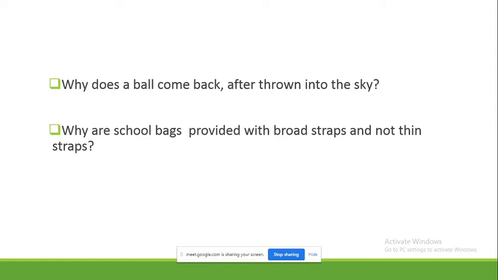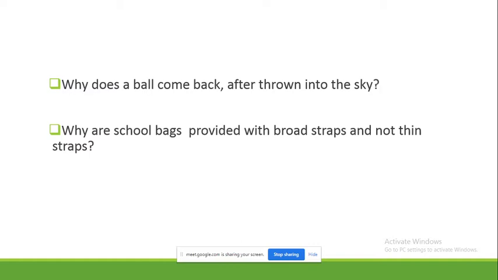Now, why are school bags provided with broad straps and not thin straps? I would like Navalakshmi to answer. Navalakshmi, can you try? Yeah, try the answer. To open the bag, ma'am. To open the bag. Okay, to open the bag, why should it have a broad strap? With a small strap we can't open. It is difficult, ma'am.